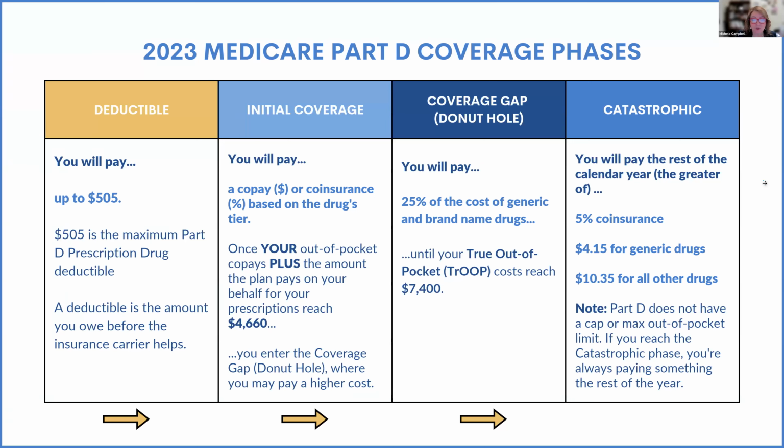I know this is confusing when you look at it like this. Don't worry about it. When you're using the coverage, it all makes sense. And each insurance company, at the end of every month that you fill a medication, sends you a statement and shows where you're at in the different stages, and also gives you a projection of how it will look for the rest of the year.